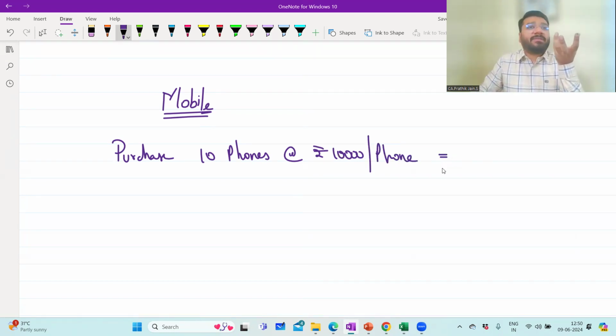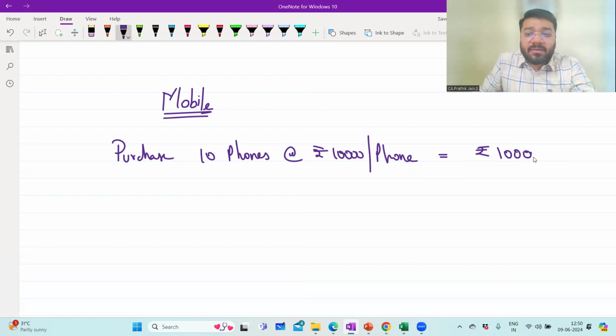Do you understand what is purchase? Guys, I'm a businessman. I buy the goods with the intention to sell. So buying means what? Purchasing. So you have purchased how many phones? 10 phones. Each phone is costing 10,000 rupees. So please tell me what is my total purchase value? 1 lakh rupees. Sold 6 phones.